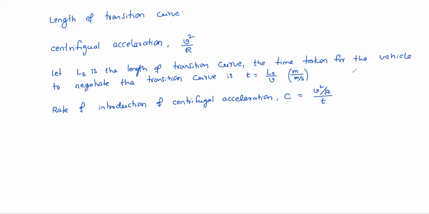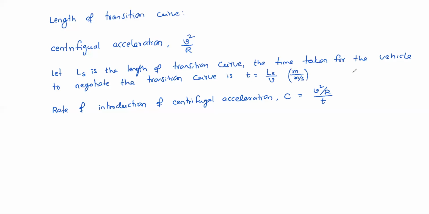See, V square by R is centrifugal acceleration. By time means per second how much centrifugal acceleration can be introduced. C is nothing but per second. Rate means what? Per second. In 1 second, how much centrifugal acceleration can be introduced without causing any discomfort. So that is the C value.